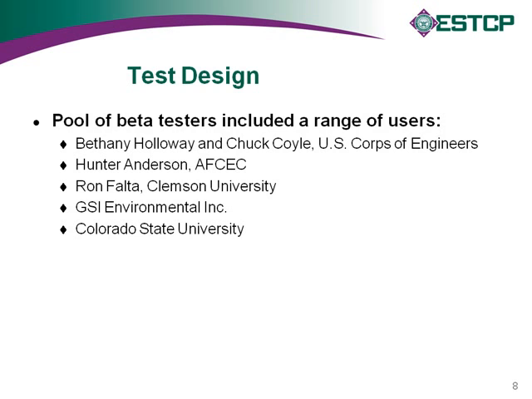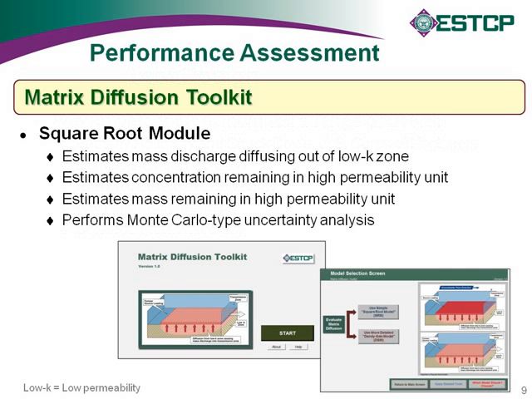So let's go into the tools in the next slide, and let's talk about the first of these 2 modules. We call this the square root module. There are 2 main modules, but we also had a third module that we'll talk about in just a few minutes. The first module is the square root module, and basically what it does is it estimates the mass discharge diffusing out of the low K zone, and low K means low permeability zone. It also estimates concentrations remaining in the high permeability unit, and also estimates the mass remaining in the high K unit. And then it also does uncertainty analysis, a Monte Carlo type analysis on certain parameters to see how they affect the result of the modeling.